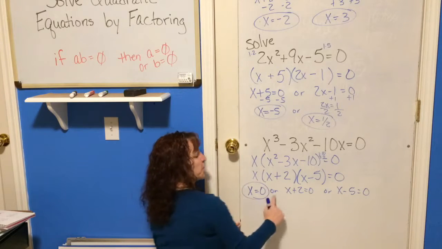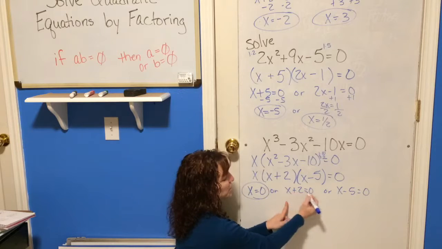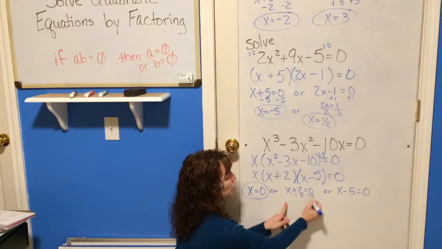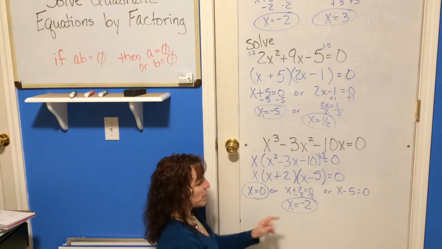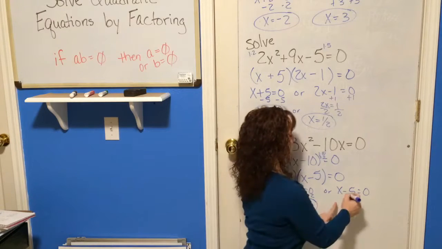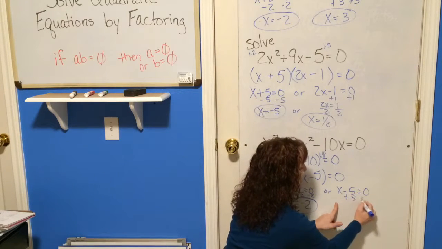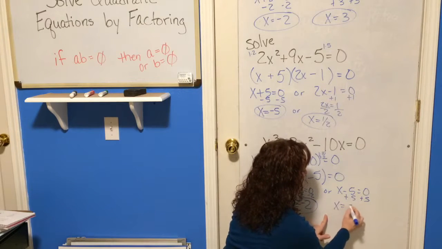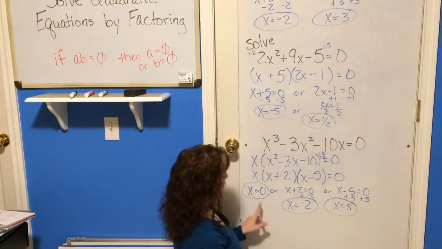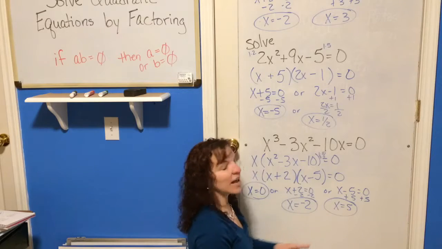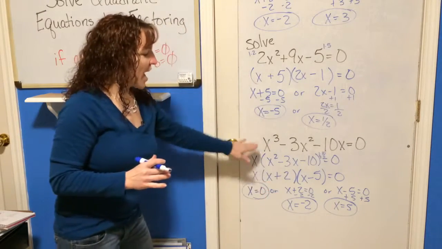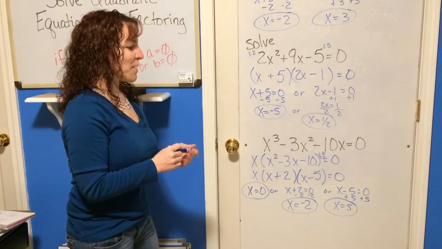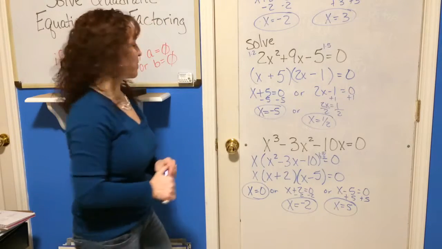X equals 0, or x plus 2 equals 0, so subtract 2 from both sides, so x equals negative 2. There's one answer. Or x minus 5, add 5 to both sides, so x equals 5. So my final answer is 0, negative 2, and 5. All of those are possible solutions for x cubed minus 3x squared minus 10x equals 0.